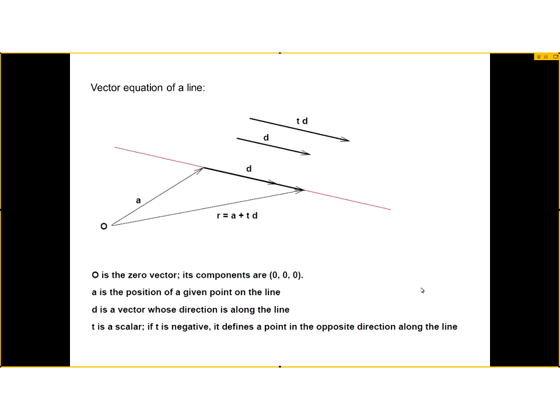O is the 0 vector. Its components are 0, 0. A is the position of a given point on a line. B is a vector whose direction is along the line, and t is a scalar. If t is negative, it defines a point in the opposite direction along the line.